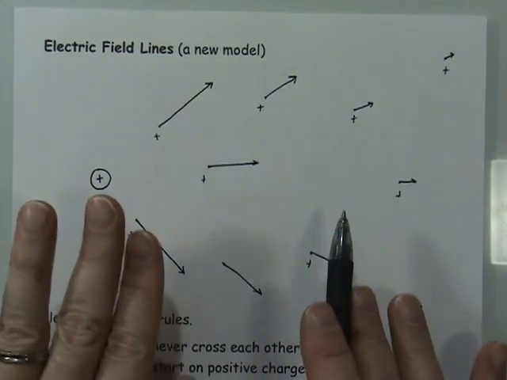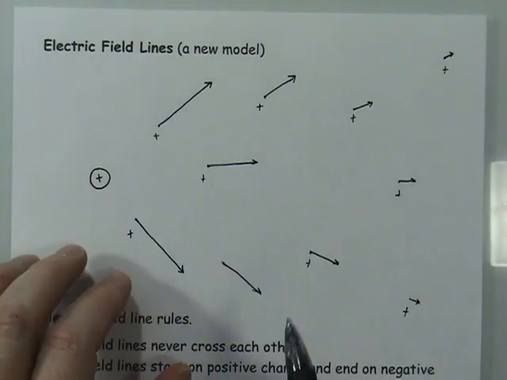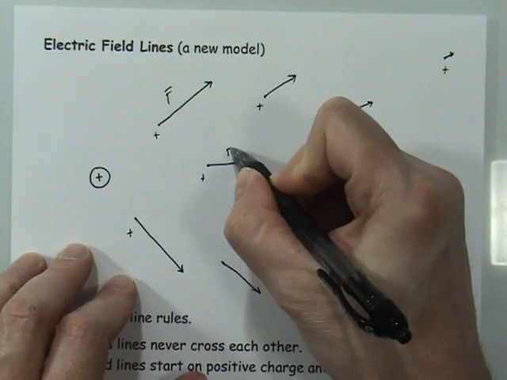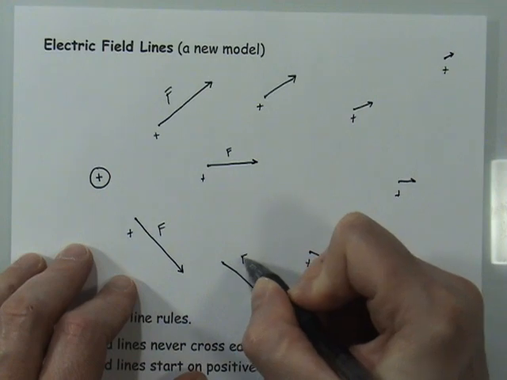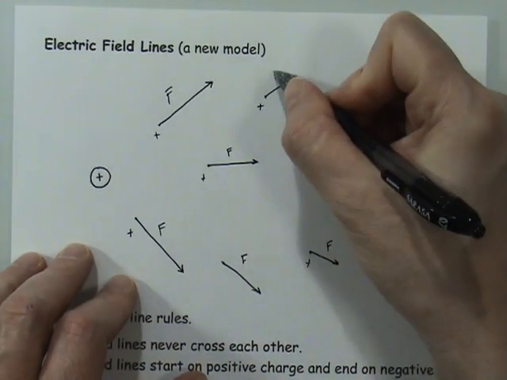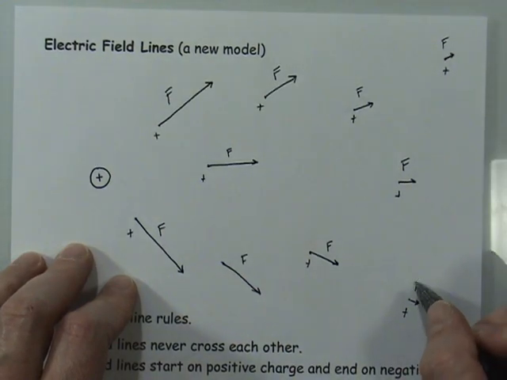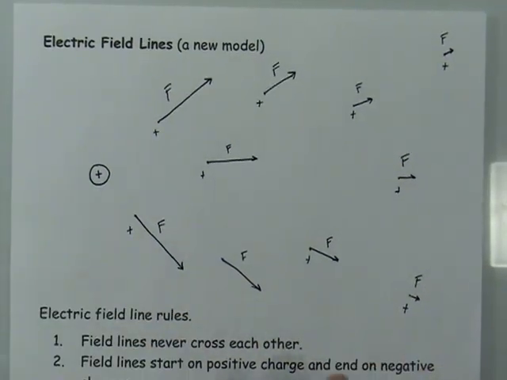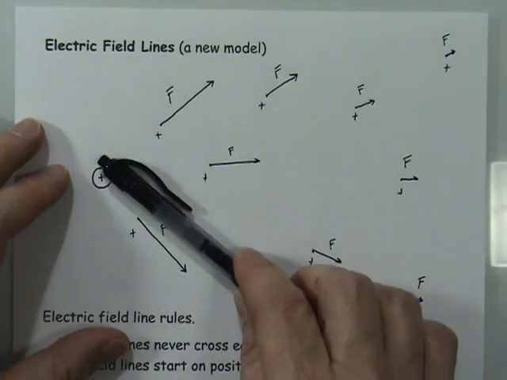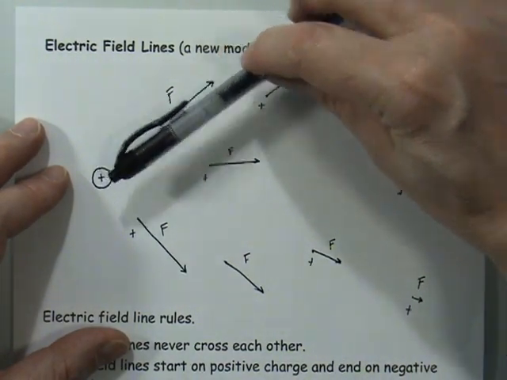Now, these are not field lines. I have not drawn the field lines yet. I simply drew the force acting on little positive test charges that have been placed all over to see what the shape of the electric field looks like. And look, this is what it looks like. It looks like the spokes on a wheel. You can imagine all these things point out radially, directly away from the center of the object.